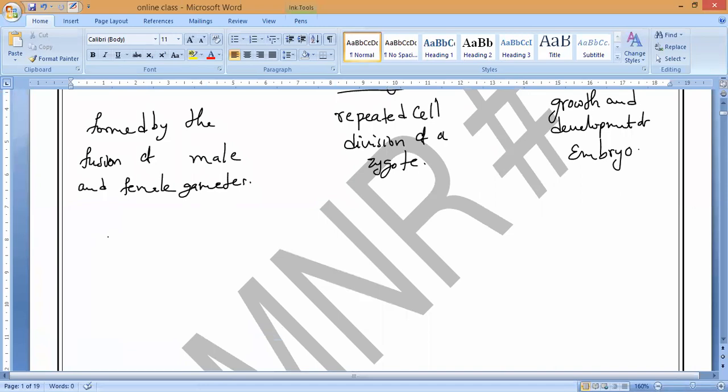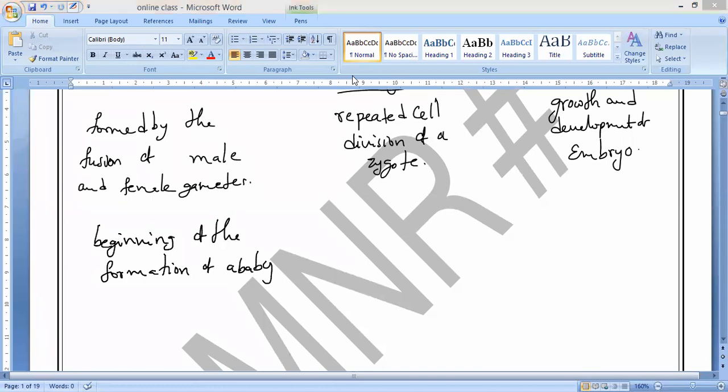Next, the zygote is what, guys? It is the beginning of the formation of a baby. That is the second point. So it does not take much time. Once the egg is ready and the sperm reaches the fallopian tubes, fertilization takes place immediately. That is what we call the beginning of the formation of a baby. That is what is called a zygote. So it won't take much time.